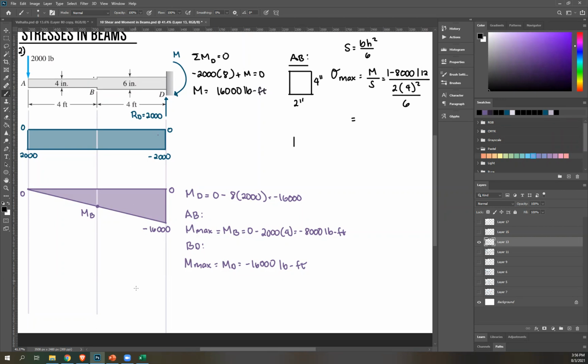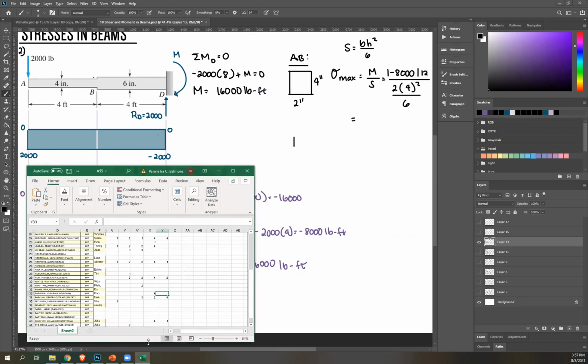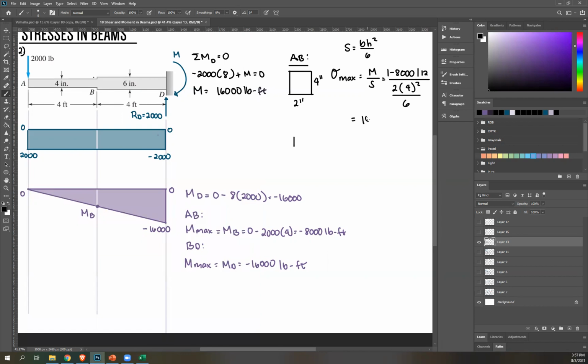Correct, Trinity. Positive, so not negative. Again, absolute value. So correct, Julia. Absolute value, so positive 18,000 PSI. So that's not our answer yet. We have to compare that to the stress that we'll get in section BD.